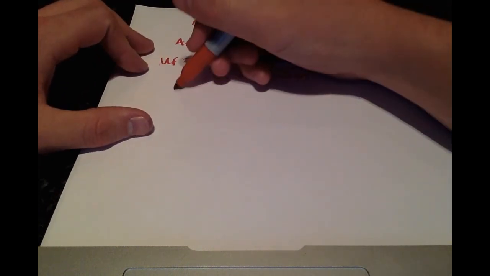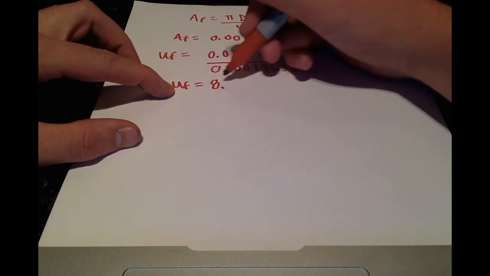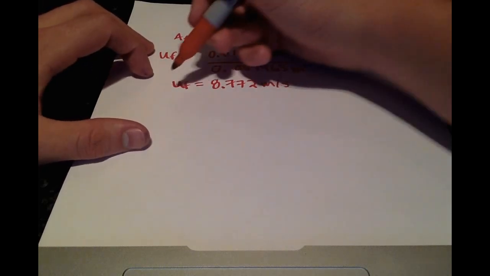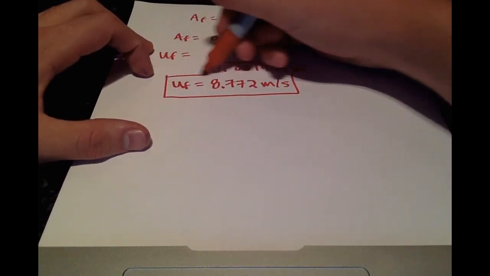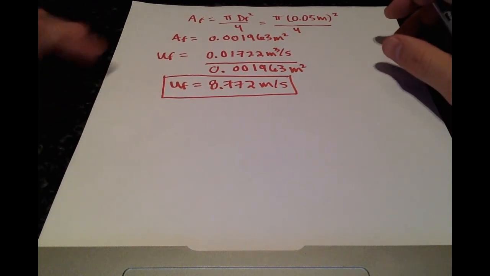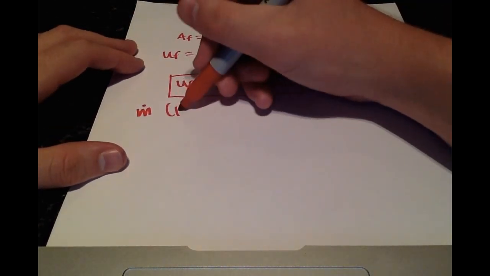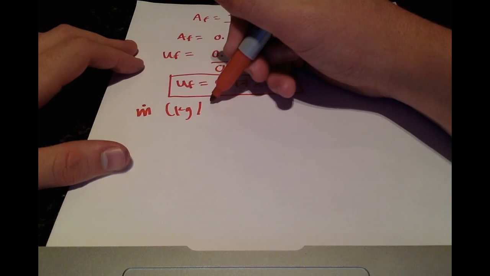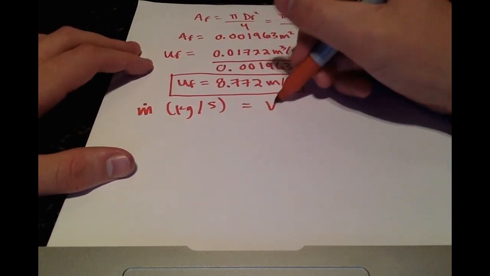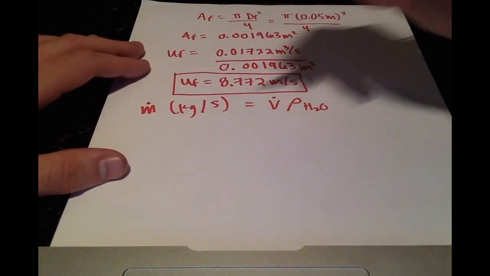And then the final linear velocity of the fluid is 8.772 meters per second. Okay, and before we can do our energy balance, we're going to need one more thing, and that's the mass flow rate, and we're going to want that in kilograms per second. Okay, and that's equal to the volumetric flow rate multiplied by the density of water.